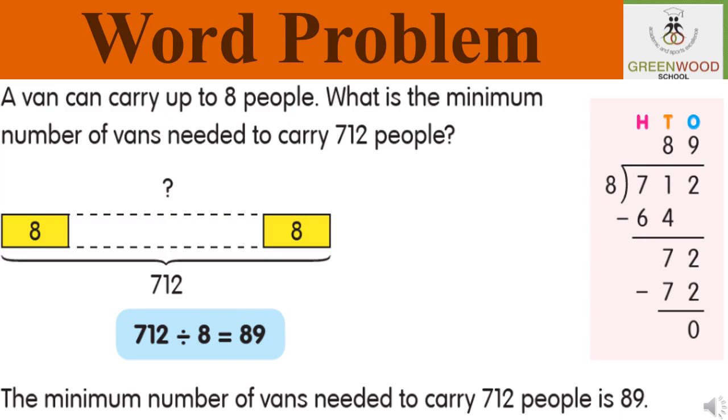Now we know that 8 9s is equal to 72. So 72 minus 72 is equal to 0. So we get the remainder 0 while the quotient is 89. So we can say that the minimum number of vans needed to carry 712 people is 89.